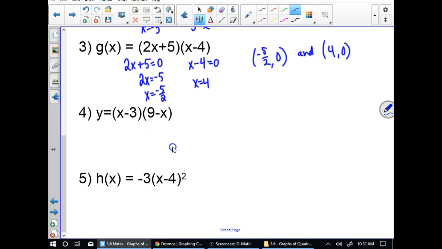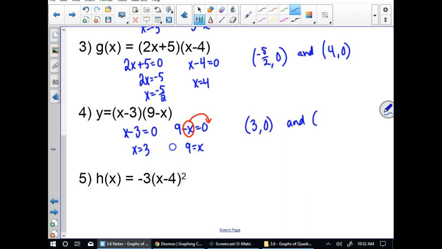Number 4 is already factored for us, so that's good. So we'll have x minus 3 equals 0, and 9 minus x equals 0. So right here we get x equals 3. Right here, I like to think of just taking that x and moving it over to the other side, which will give you 9 equals x. So here we get 3, 0, and 9, 0.